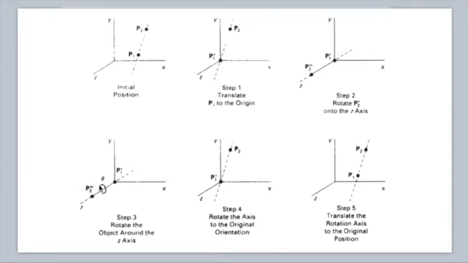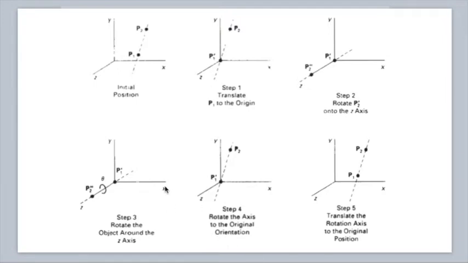Then what you have to do? Then you have to move this back to the original position. So you have to perform the inverse of step 1 and step 2. First you have to rotate it back to the original orientation. Then you have to translate it back to the original position. After rotating the object, you are going to rotate the axis to the original position. So P1 dash, P2 dash dash will become P1 dash, P2 dash, like this.